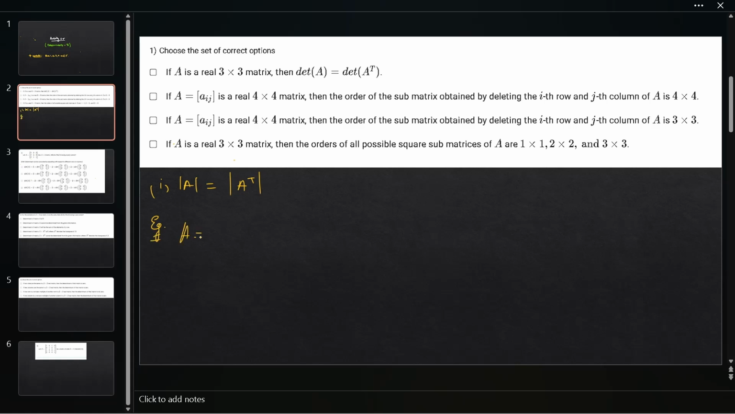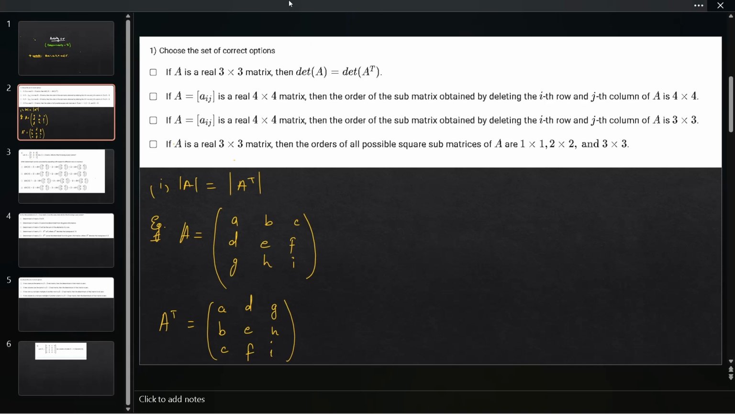So if I take A as some 3 cross 3 matrix, I'm taking A as ABC, DEF, and GHI. Here, if I take A transpose, what will it give me? To take the transpose, I take the rows and write them as the columns. ABC is my row 1, so I'll write it as my column 1. Similarly, DEF is row 2, so I'll write it as column 2. And then GHI is row 3, so I'll write it as my column 3. So this is my A transpose.